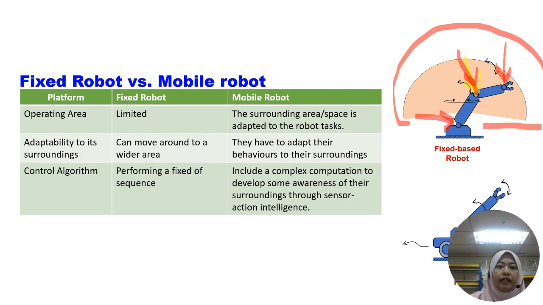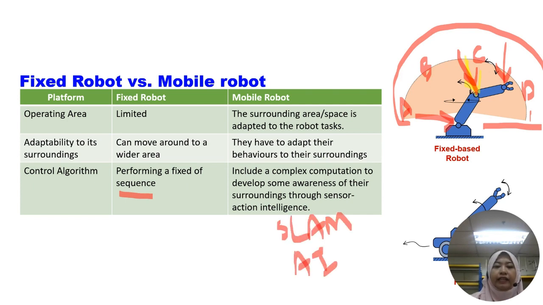Okay, and then on the control algorithm, usually the fixed robot will only apply a fix of sequence algorithm ataupun you bagi arahan lah. First dia start pergi kat point A, lepas tu pergi kat point B, and then C, D and so on. Lepas tu dia akan repeat balik. While the mobile robot, usually you tak bagi dalam bentuk fix of sequence. You bagi dalam bentuk algorithm yang lebih kompleks lah, so that dia boleh adapt to the dynamic and static environment. For example, like dia menggunakan SLAM technique ataupun dia menggunakan AI technique to move around.